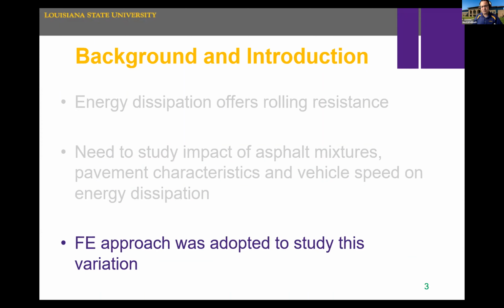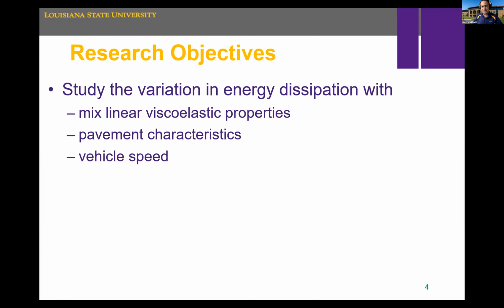So what we did in our study is that we adopted a finite element approach to study the variation of the rolling resistance with pavement type, asphalt mixes, and vehicle speed. So the objective was to study the variation in energy dissipation and rolling resistance with the asphalt mix viscoelastic property, the pavement characteristic, and the vehicle speed. These are the three main factors that we evaluated in our work.